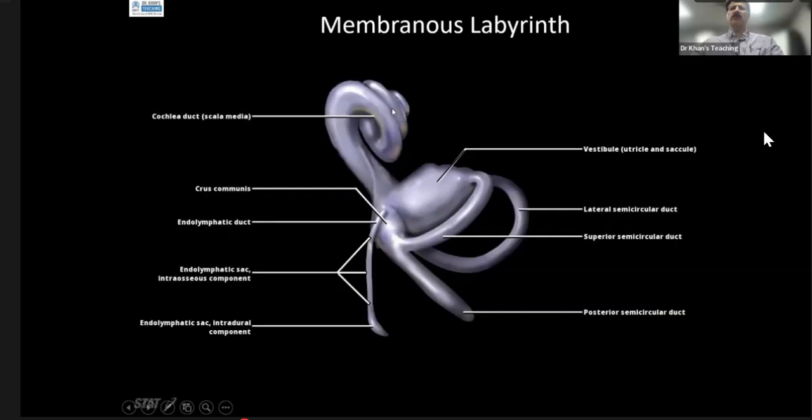You don't have to go into details. This is the vestibule, which has got utricle and saccule. Don't go into details. Then there is the lateral semicircular canal, superior semicircular canal, posterior semicircular canal. You have to remember them, particularly the lateral and the superior. Then there are the endolymphatic duct, which is this one, and the endolymphatic sac, and there is a cochlear aqueduct also, and a perilymphatic duct. Don't worry about that.